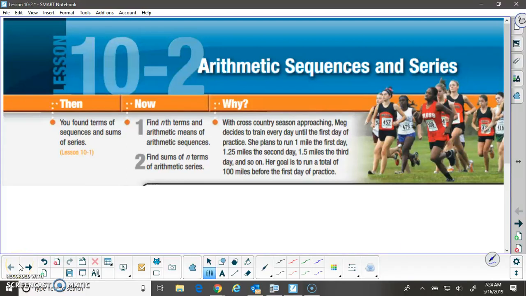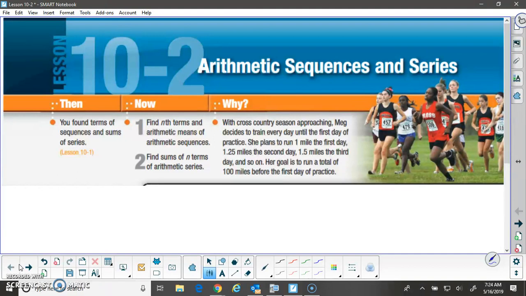Lesson 2 of Chapter 10 is on arithmetic sequences in series. If you read the problem in front of you here, it says, with cross-country season approaching, Meg decides to train every day until the first day of practice. She plans to run 1 mile the first day, 1 1/4 miles the second day, 1 1/2 miles the third day, and so on. Her goal is to run a total of 100 miles before the first day of practice.